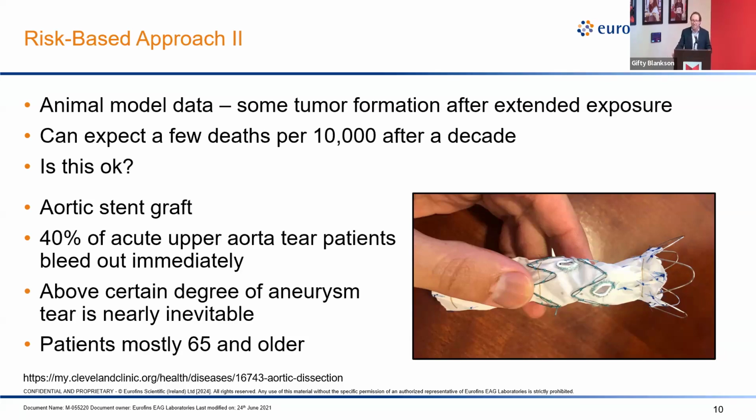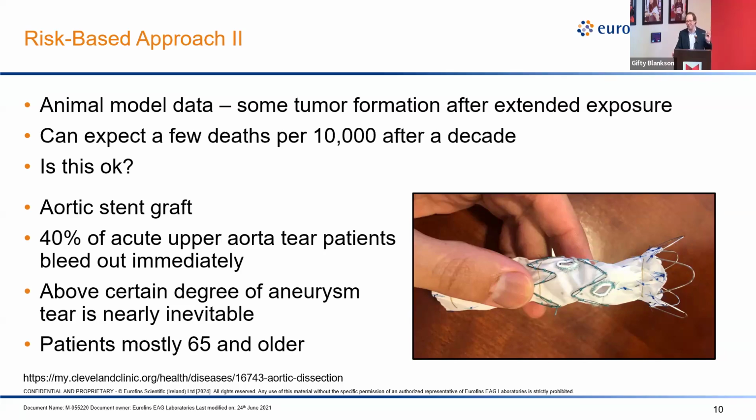So 8 hours, that's 16% right there, right? Another thing, above a certain degree of aneurysm, the tear is nearly inevitable. It's basically going to happen. It's just a question of when. And the patients are mostly 65 and older. So with all that information, right, the fact that it can be certain that it'll happen under certain circumstances, 40% of the time you bleed out immediately, and it happens in a largely older population.